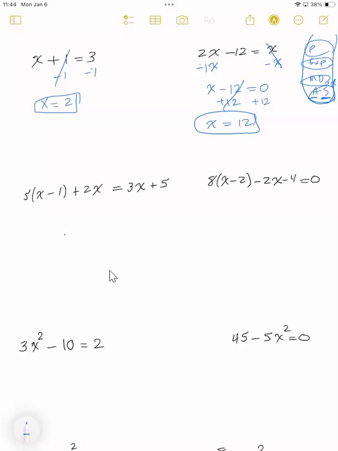In the next problem, I have multiplication here, or distribution. Then I have a 3x here, which I want to move to the other side. And then combine like terms, and then we take it from there. So let's see what happens. 5 times x is 5x. 5 times negative 1 is negative 5.